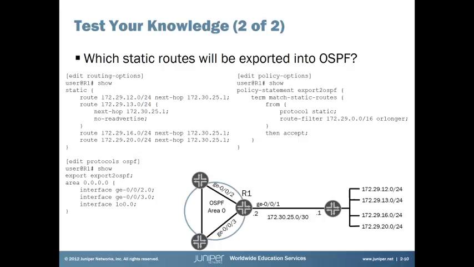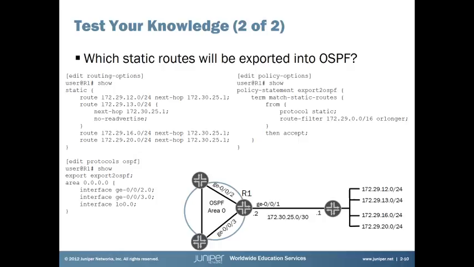And in our routing options over here, it looks like we do have a route to 172.29.12 and 172.29.13. So we've got two routes over there. One of them has the no-readvertise parameter on it. You will notice we've also got some other routes to 29.16 and 29.20. So we've got four routes there: 29.12, 13, 16, and 20. And we've got an export policy on OSPF. So what we're doing is taking all the static routes to networks beginning with 172.29, and we see we have four of those routes, and we're going to export them into OSPF.